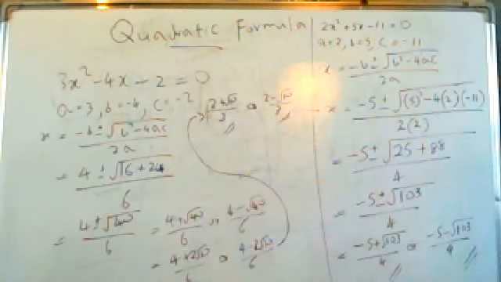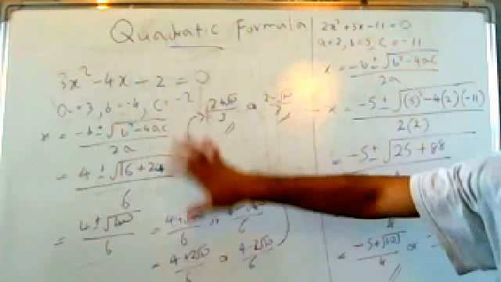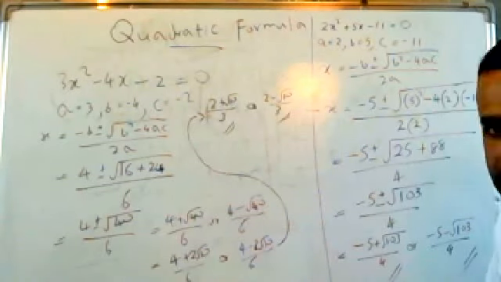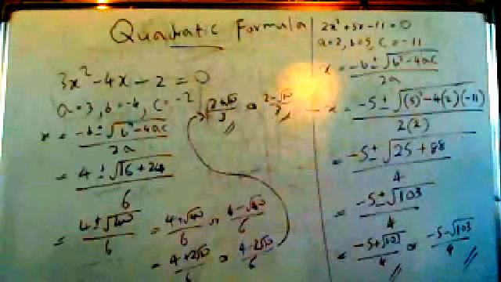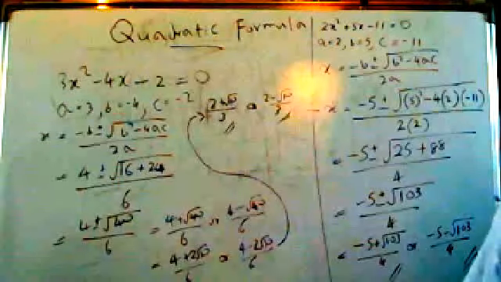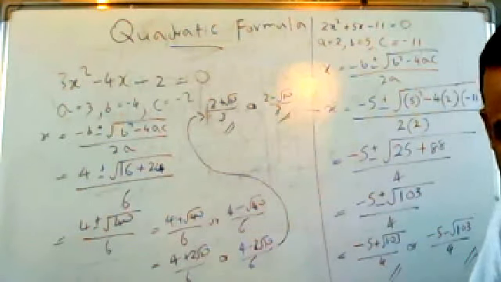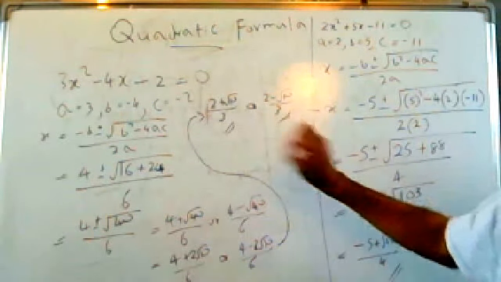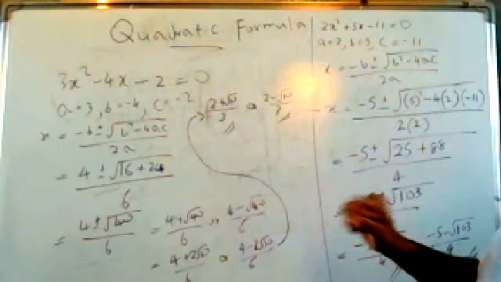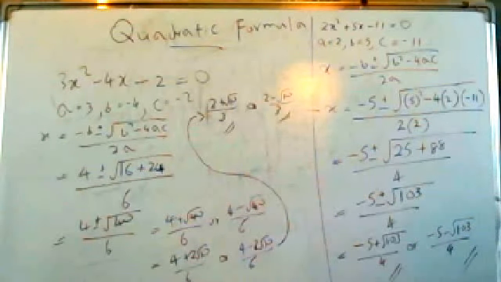Okay, so the key thing here is to substitute into the quadratic formula and get the solutions. If there are any issues, just write a comment below, and I'll try and be as clear as possible. But obviously I think this is a very simple thing to do at the start of your A-level course. You should have probably done this at GCSE anyway.